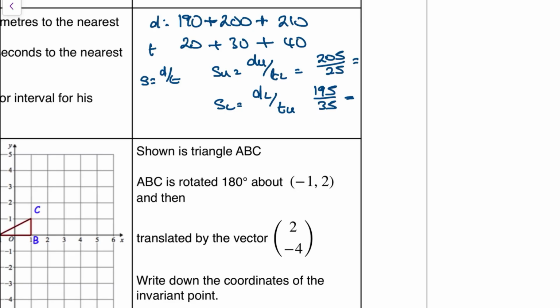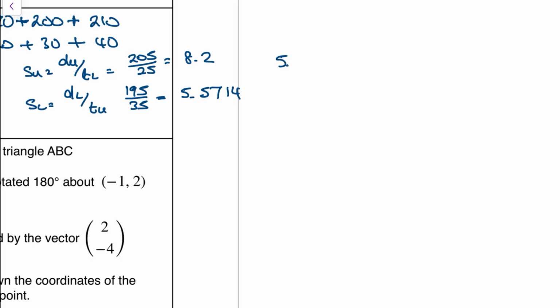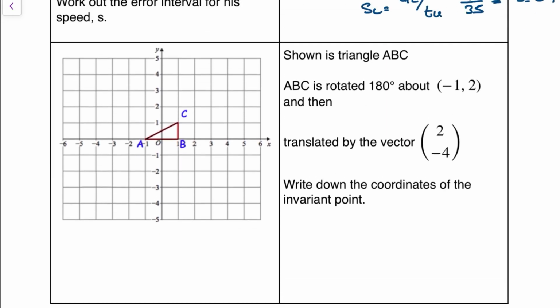So 205 over 25 is actually slightly easier because it's just 8.2. 195 over 35 is 5.571428571. So I'm just going to write 5.5714. Although actually I could write this as a fraction as well, which arguably is slightly neater, but this will be okay. Which means my error interval, which means my speed is anywhere between 5.5714 and 8.2, to 4 decimal places for here. And that's it, question done. Next question, in fact, final question today.